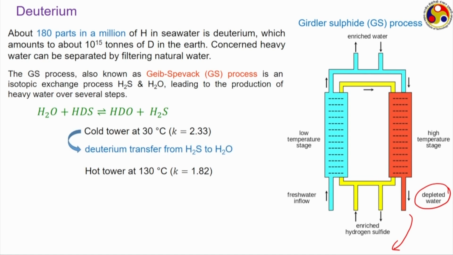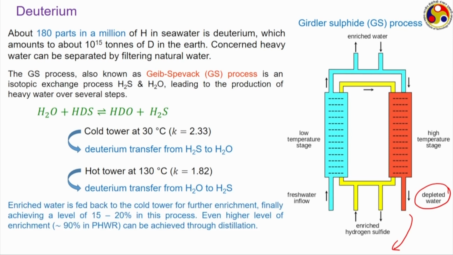So, the principle is because of the higher equilibrium constant value at the low temperature of cold water, deuterium transfers from H2S to H2O, whereas in the hot tower because of the lower value of the equilibrium constant, deuterium transfers from H2O to H2S. This total procedure can give you something in the range of 15 to 20% in deuterium or heavy water concentration as the final output. That is of course after using several cascaded systems, where both the enriched water and depleted water are fed to suitable processing steps.